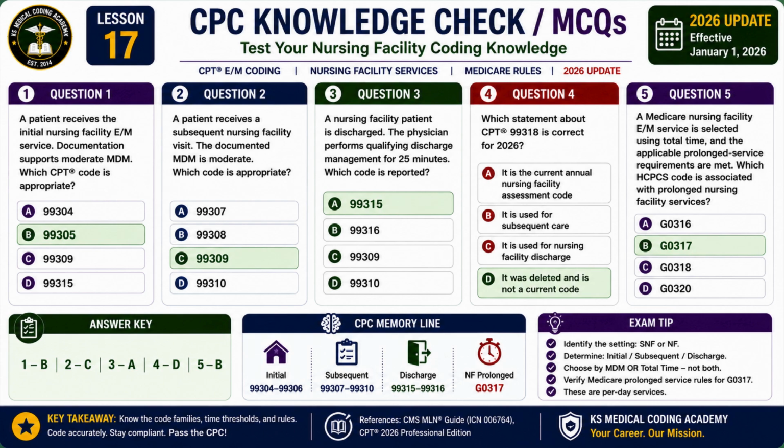Remember the key sequence. Initial → 99304 through 99306. Subsequent → 99307 through 99310. Discharge → 99315, 99316. Nursing facility prolonged → G0317. The CPC strategy is simple. Identify the setting, identify the service, determine MDM or time, and verify the documentation. Great job! Next, we'll finish the lesson with a final summary and key takeaways.